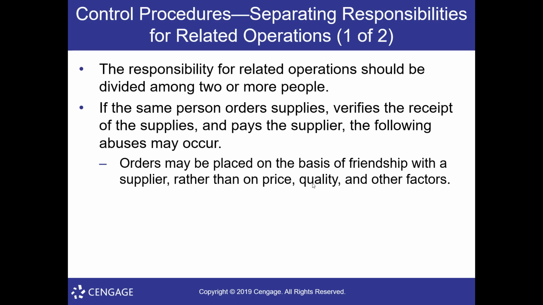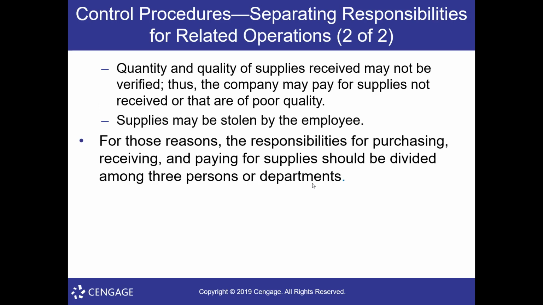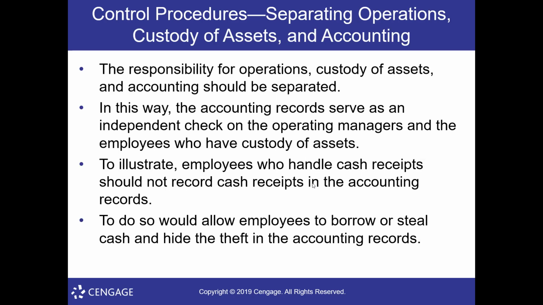The responsibility for related operations should be divided among two or more people. If the same person orders supplies, verifies them, and pays the supplier, then that's the opportunity for abuse. Quantity and quality of supplies received may not be verified. Thus, the company may pay for supplies that weren't received or that were of poor quality if they don't have checks and balances, or supplies may be stolen. For those reasons, the responsibilities for purchasing, receiving, and paying for supplies should be divided among three people or departments. Many times in smaller companies, it's harder to separate the duties because you don't have that many employees.